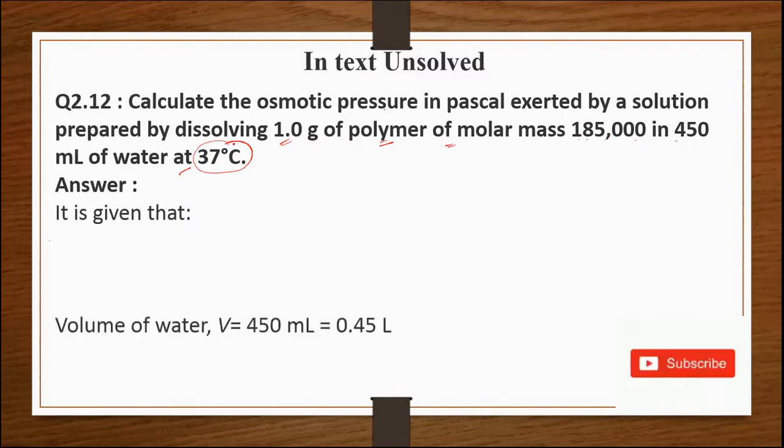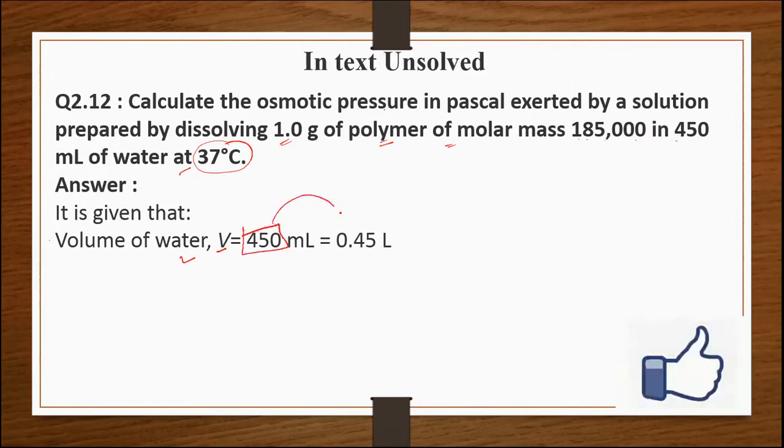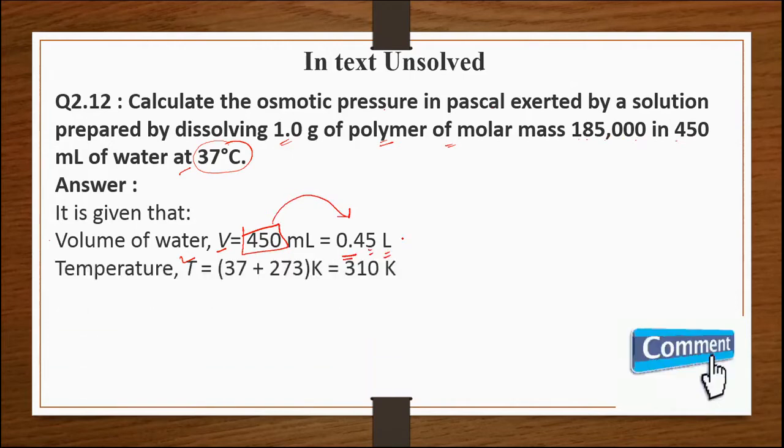It is given that the volume of water V is 450 ml. We change it into the liter, that is 0.45 liter. Okay. Temperature is 37 degrees Celsius is given. We convert this 37 degrees Celsius into the Kelvin by adding 273. The value comes to be 310 Kelvin.